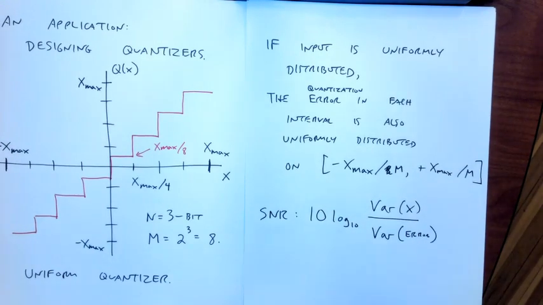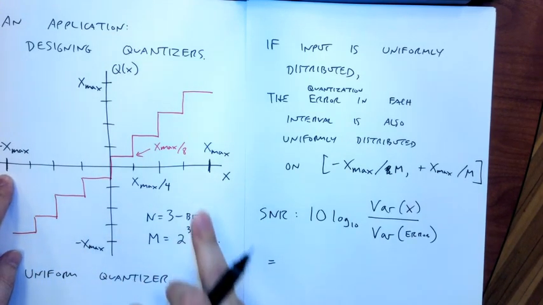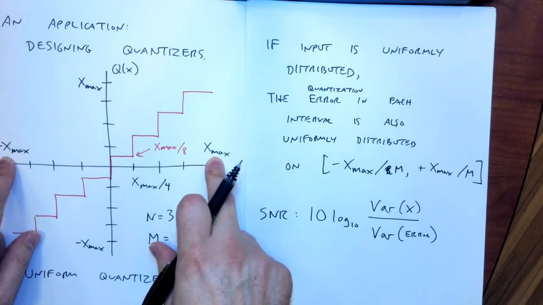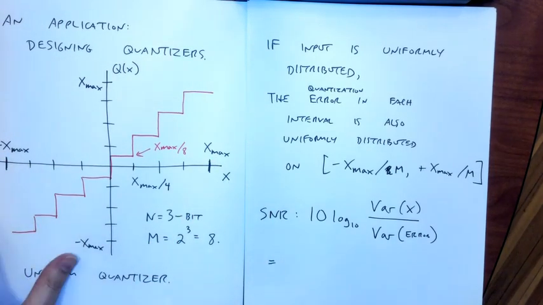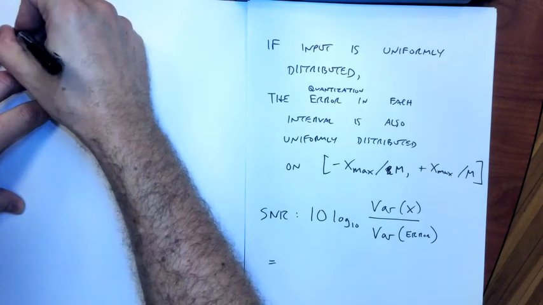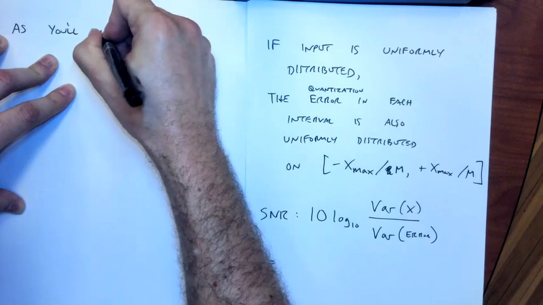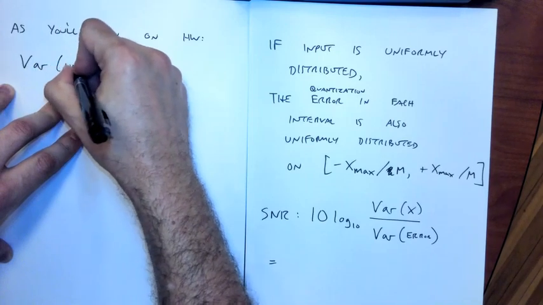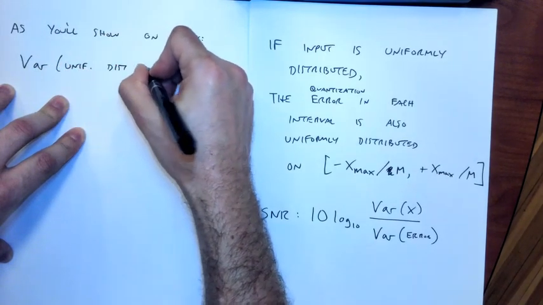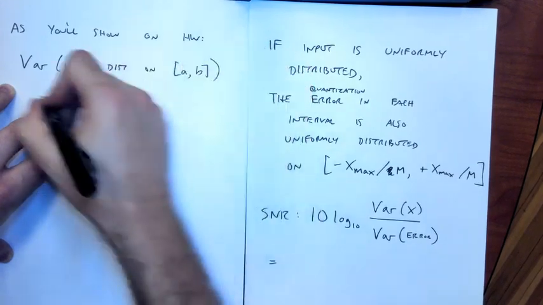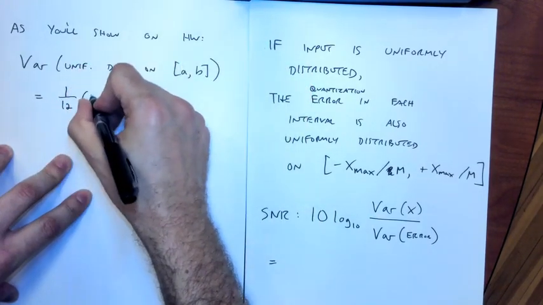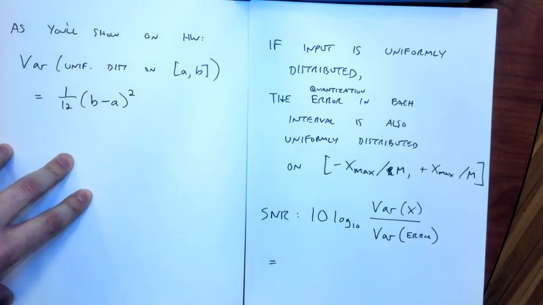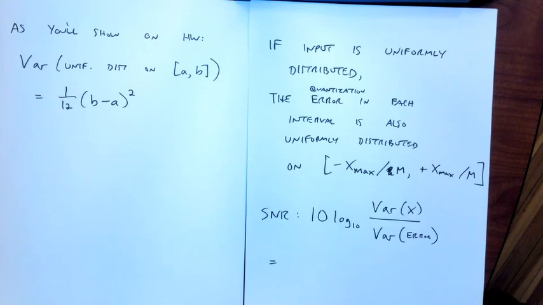Right? So what is the variance of the original signal? Well, this is a uniform distribution from minus x max to plus x max. Let me do a quick aside. As you'll show on the homework, the variance of a uniform distribution on A to B is 1/12 (B minus A) squared. This is one of those book formulas that you're going to prove on the homework, and then you can use it forever. I give you permission.